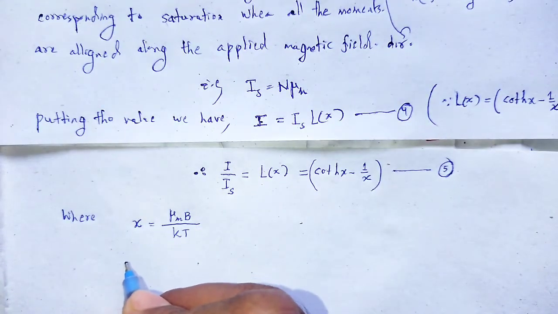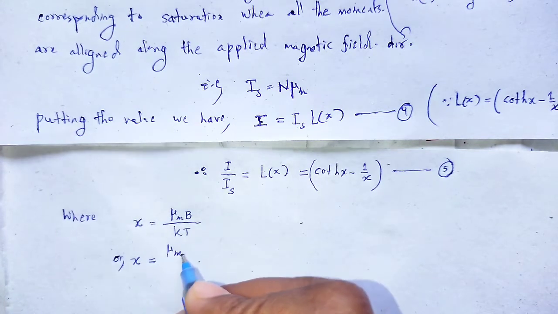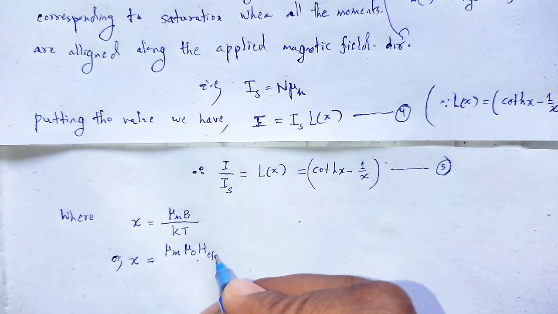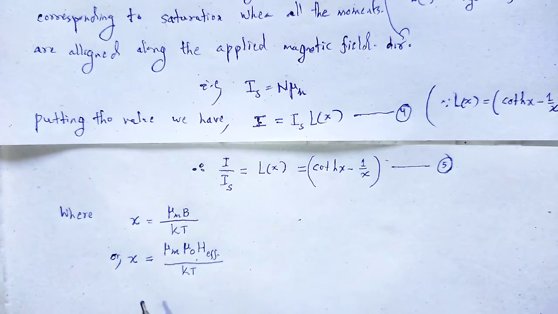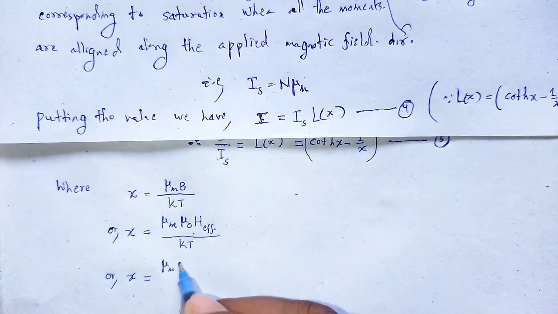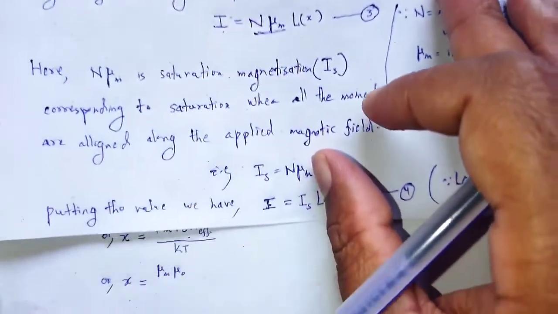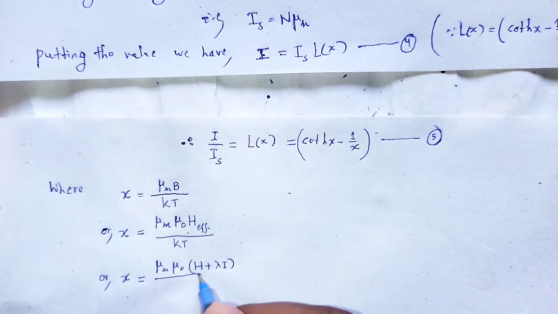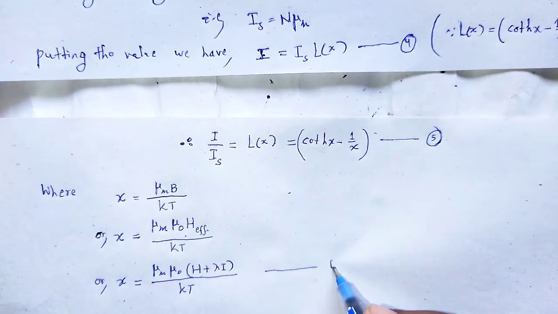Therefore x is equal to mu m in place of B, that is mu naught into H effective, B is equal to mu naught into H divided by kT, or x is equal to mu m mu naught in place of H effective, that is H plus lambda I, H plus lambda I divided by kT. Equation number 6.